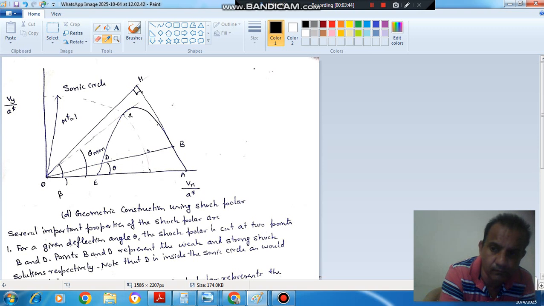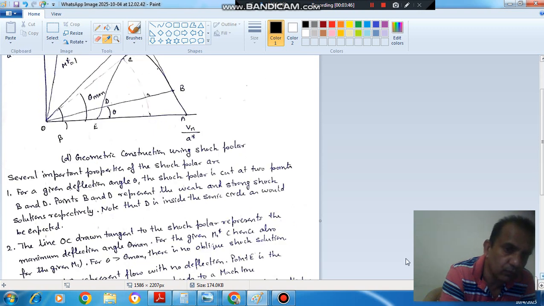First is, for a given deflection angle theta, the shock polar is cut at 2 points, B and D. Points B and D represent weak and strong shock solutions. So this is weak, this is strong. Note that D is inside the sonic circle as would be expected. So this is inside the sonic circle, and in strong shock the velocity after shock is subsonic.